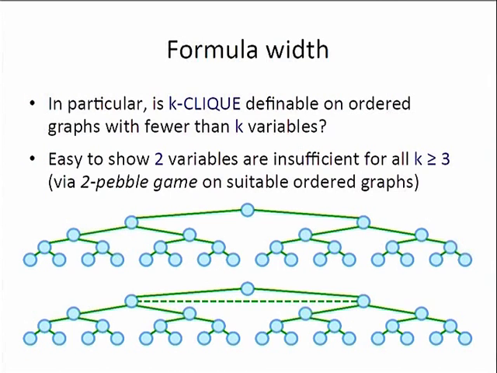For k equals 2, one can prove explicitly that two variables are insufficient to express that there exists a 3-clique. And this is something you can show explicitly by playing the 2-pebble Ehrenfeucht-Fraïssé game on a suitable pair of ordered structures. For instance, if you take these two, kind of complete binary tree with this ordering, and then we add an edge like this to make a 3-clique, a triangle in the bottom graph, then you can show by taking large enough structures with only two variables, the number of rounds you need for the spoiler to win this game is increasing. So that shows that 3-clique is not definable with two variables on ordered graphs. But this was basically the limit of what we know how to prove using explicit Ehrenfeucht-Fraïssé games.